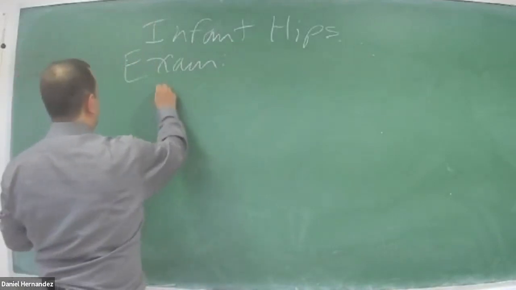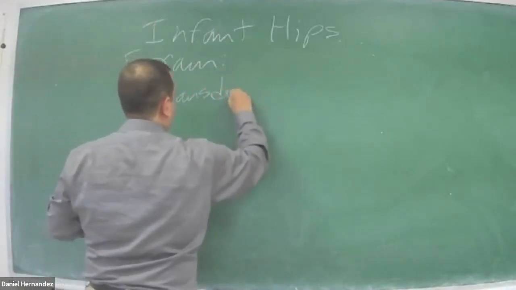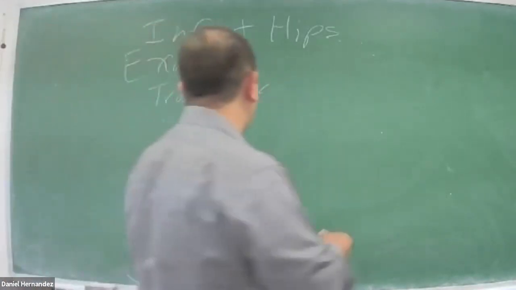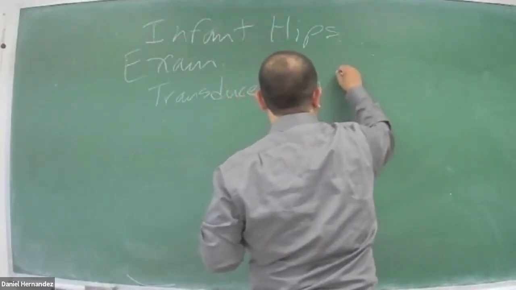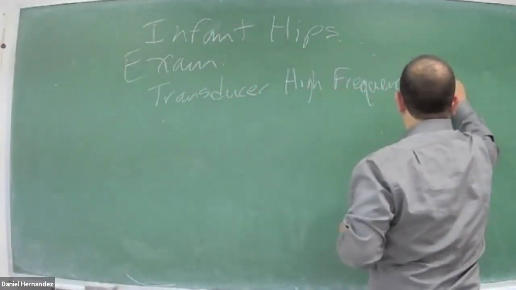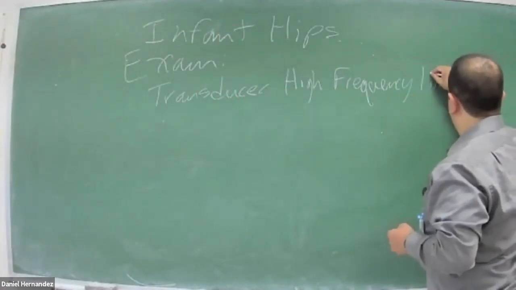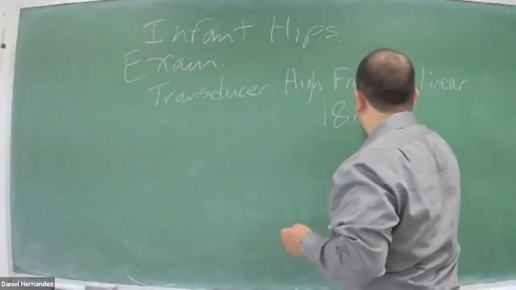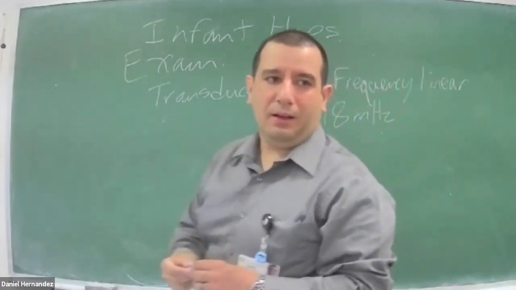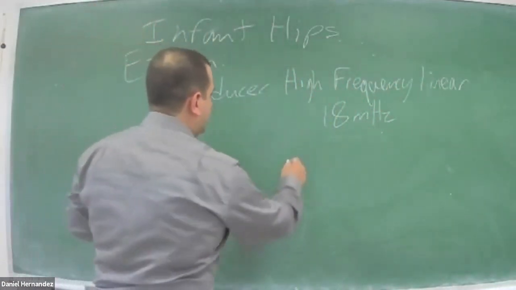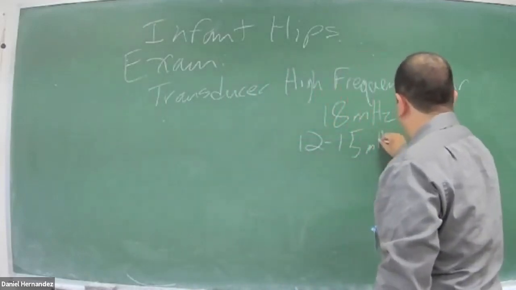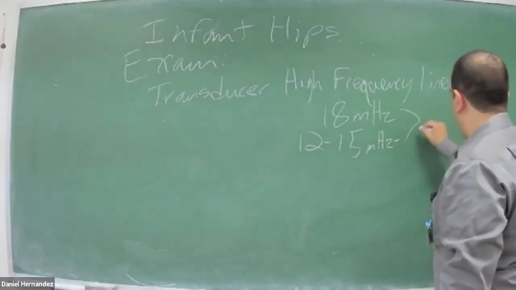So exam, so transducers. So in my lab, we used a high frequency linear probe. We actually used an 18 megahertz linear probe. So it was a really super high frequency. A lot of labs might use a 12 to 15 megahertz. So that's particularly true of premature babies.